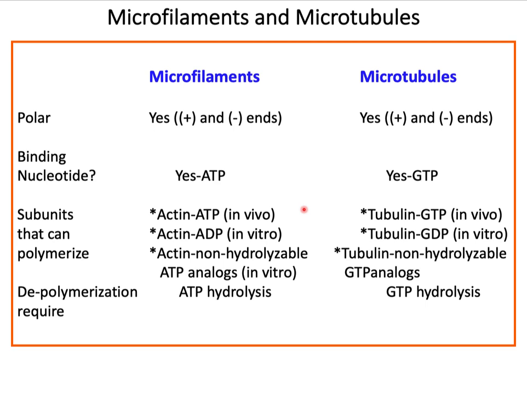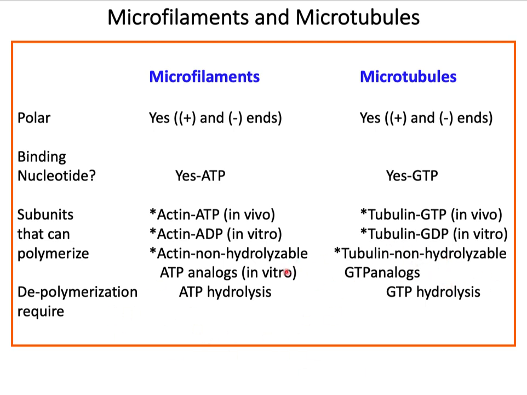In vitro, if you raise the concentration high enough, you can force the actin ADP to polymerize, or tubulin GDP to polymerize. And also in vitro, you can use a non-hydrolyzable analog of ATP, and those can polymerize in vitro. And likewise, you can take non-hydrolyzable analogs of GTP. We talked about this experiment when we talked about actin.